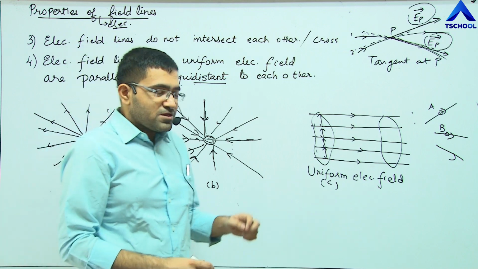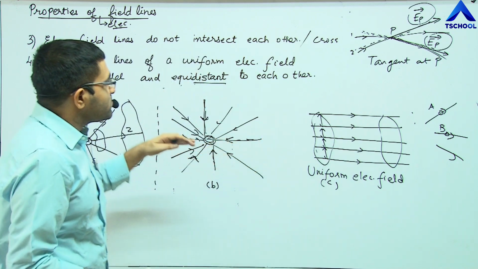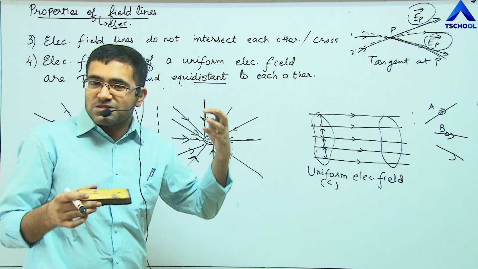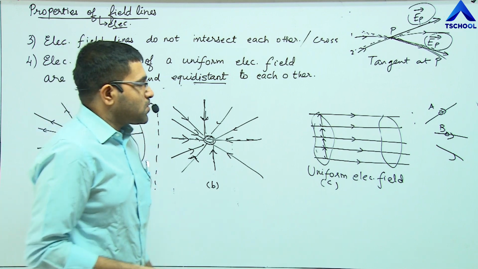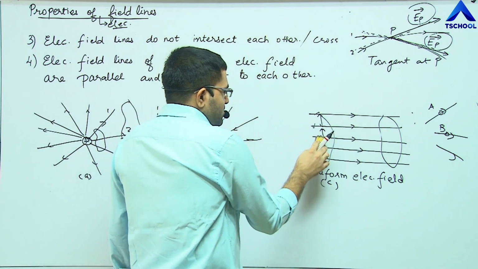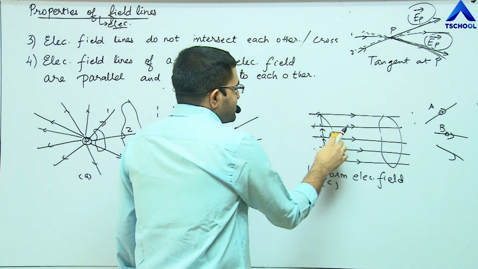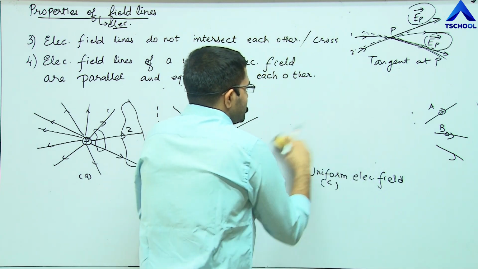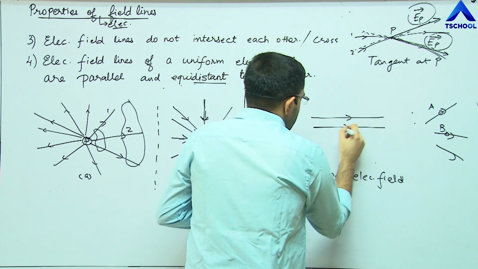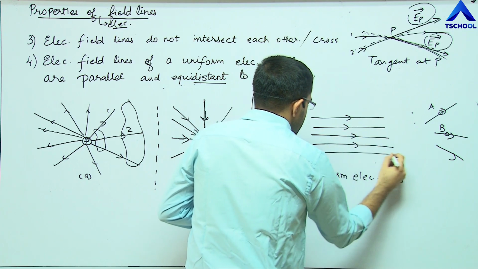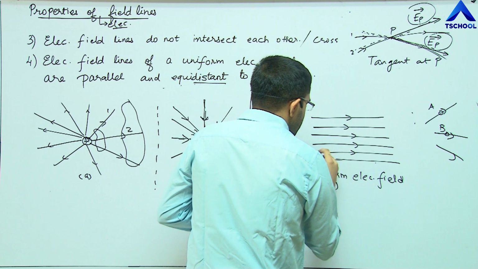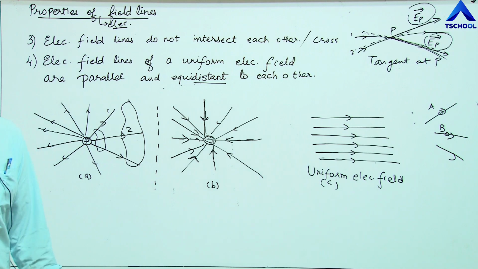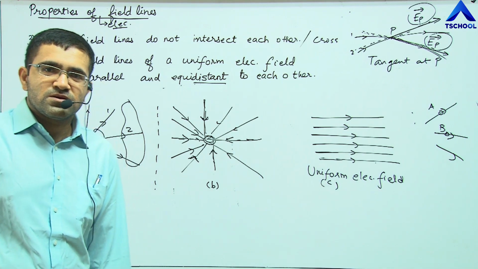Okay, so you could see that for a uniform electric field, having parallel and equidistant field lines is necessary. That is how it should be, right? So that's the diagram for a uniform electric field. Now I want all of you to really be able to draw such diagrams on your own. It's actually very simple. Okay, right, fine. So that is what a uniform electric field looks like.